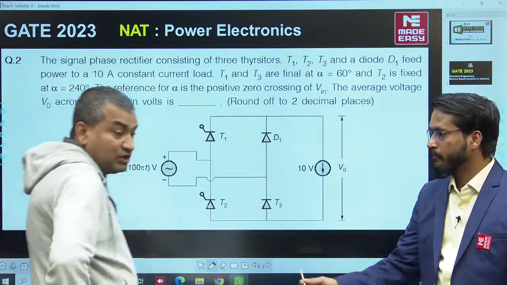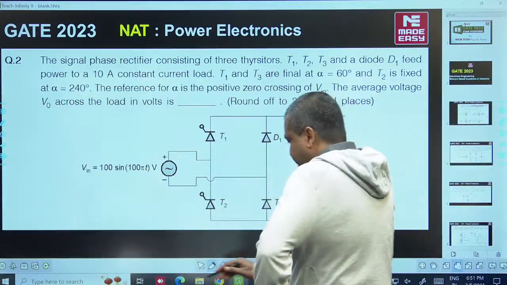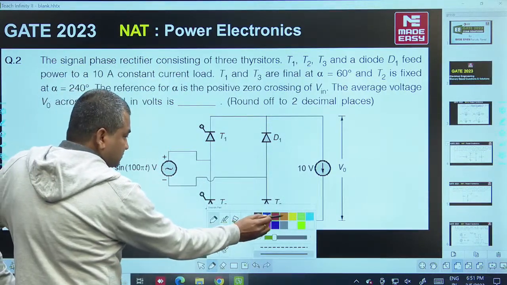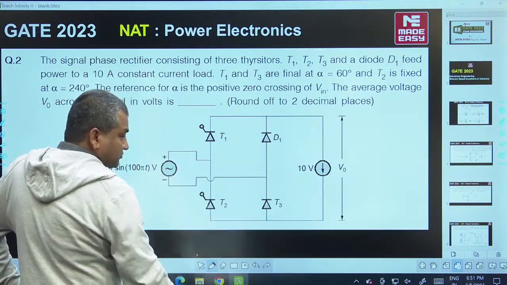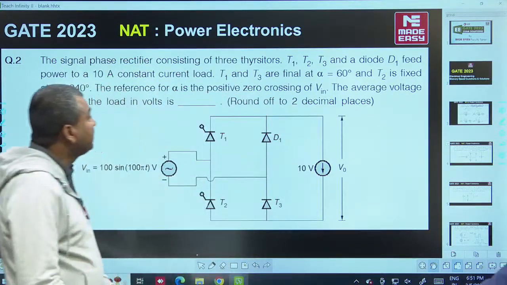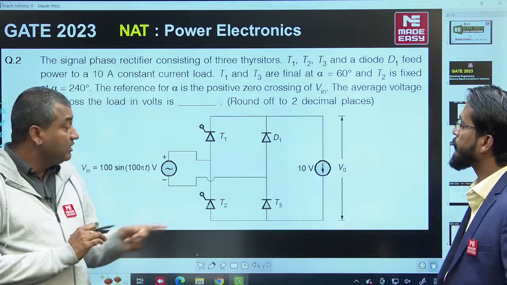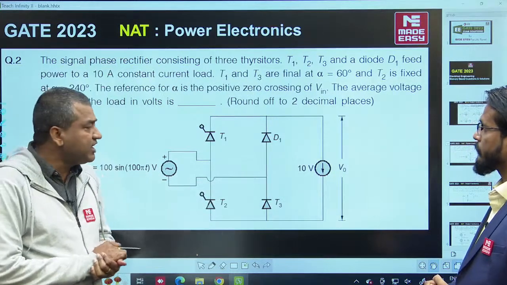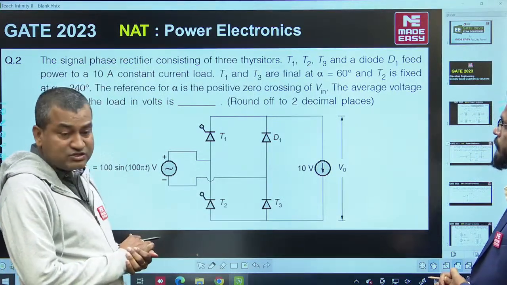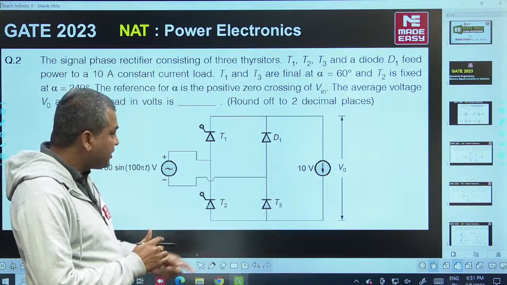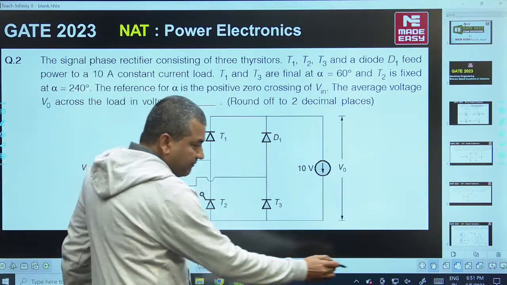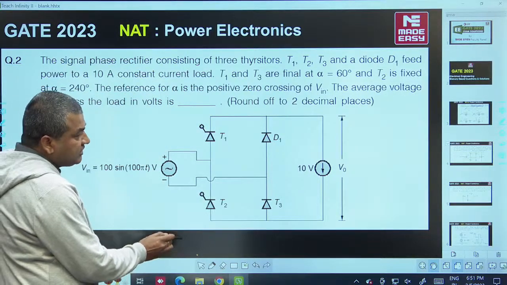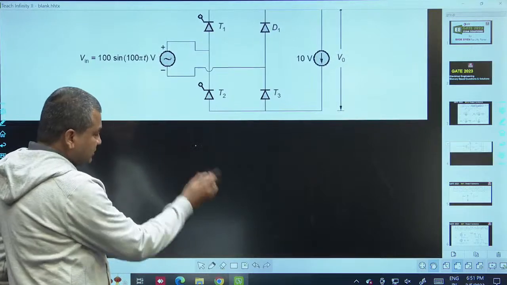Right students, we will go with the next question. Yes, you go through this question. It is a bridge rectifier with 3 thyristors and 1 diode, and on the DC side the load current is constant. They have shown it as a current source which maintains constant current. So we have to find out the average voltage across the DC terminals. I think this type of numericals we have already discussed in our course regularly. So just go through this.